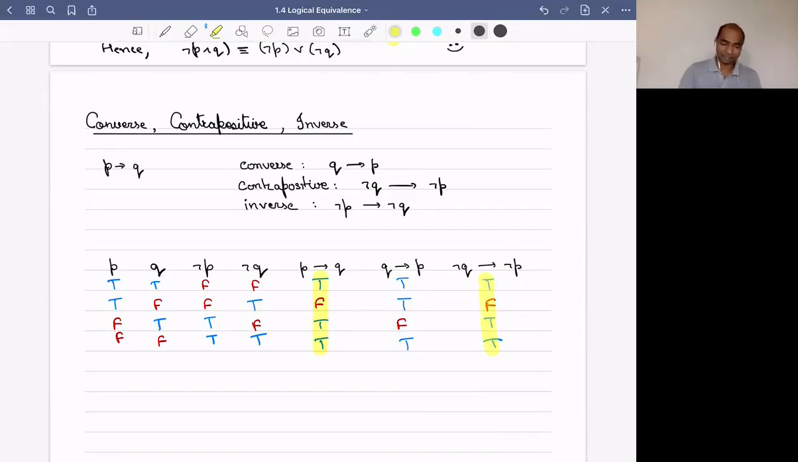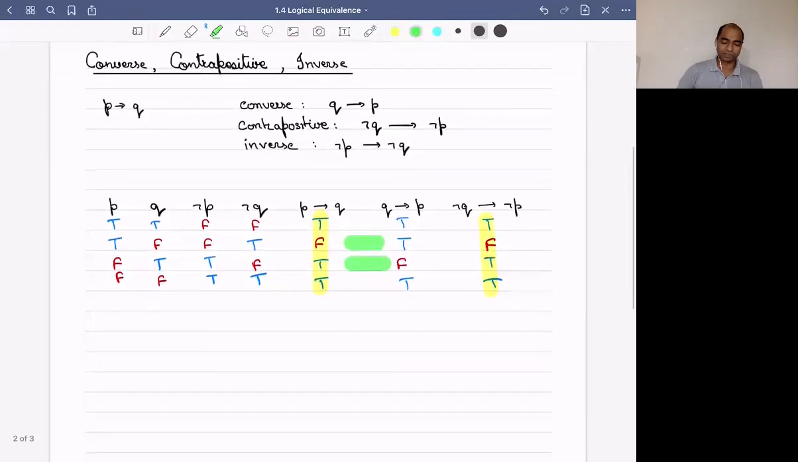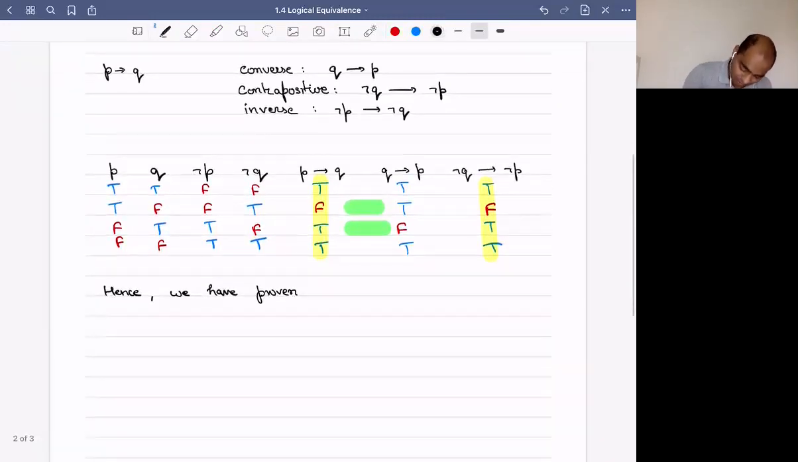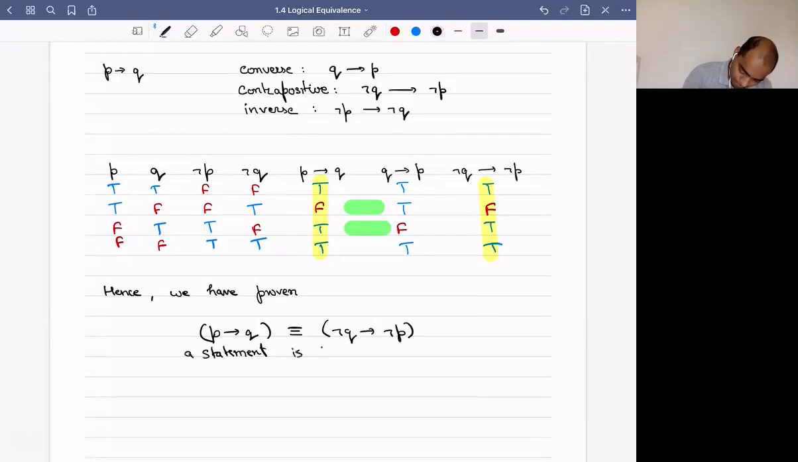On the other hand, here we have a discrepancy. They are not exactly the same for the fifth and sixth column. And hence we have shown that a statement is logically equivalent to its contrapositive, but not to its converse.